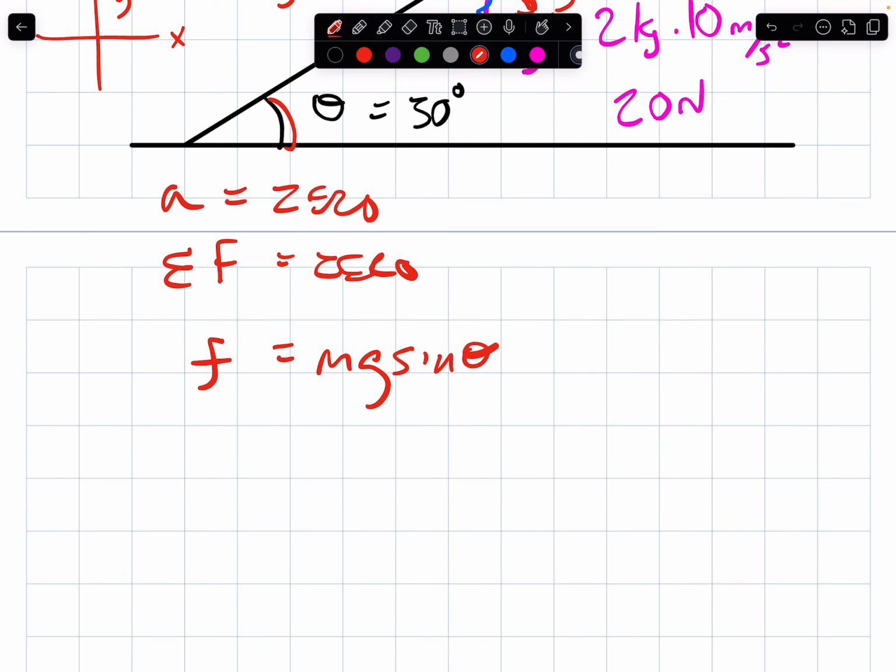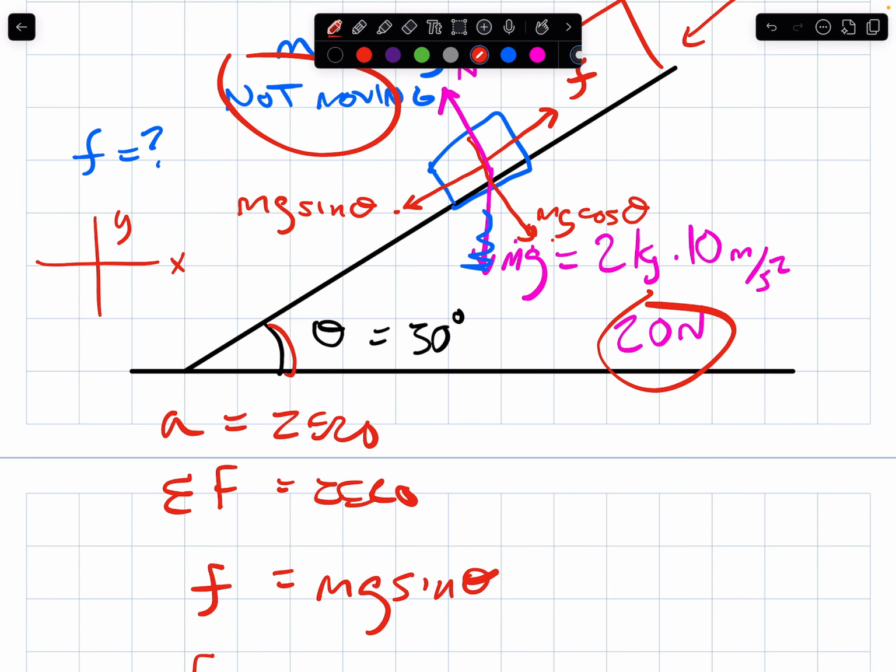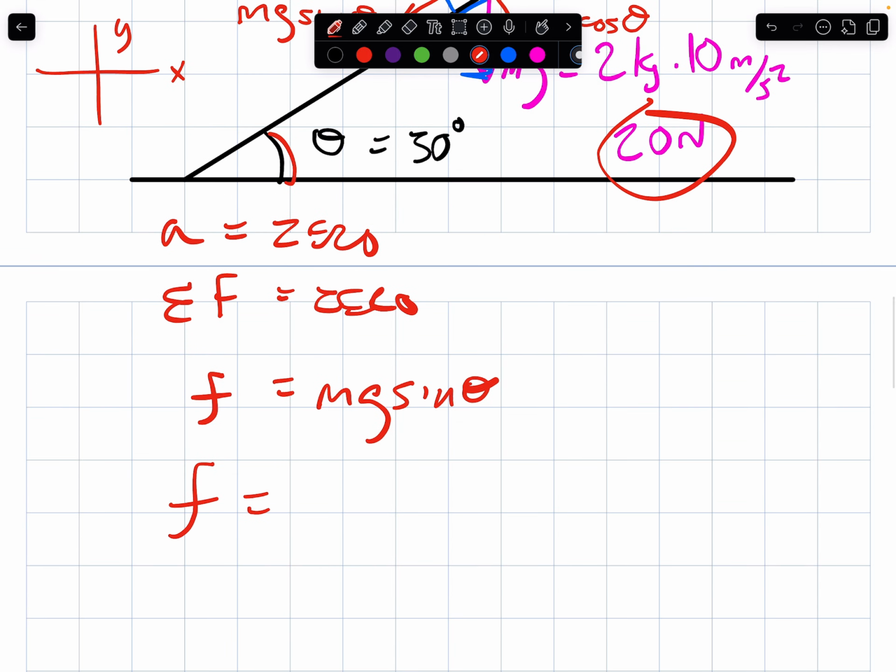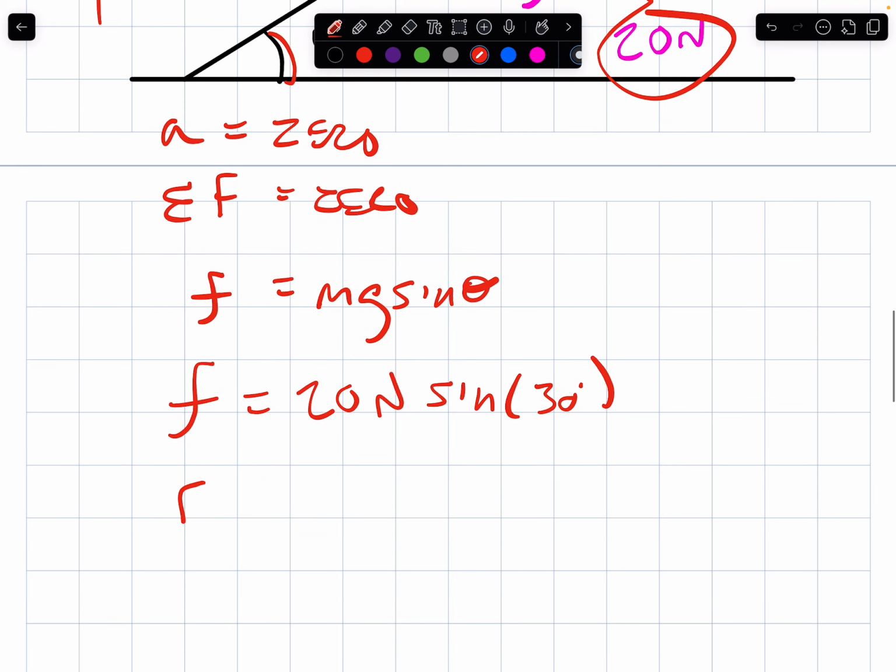All right, so let's plug in the numbers now and figure out what that is. So mg, we already know that's 20 newtons. So 20 newtons times sine of 30 degrees. Sine of 30 is 1/2. So 20 times 0.5 is 10 newtons. All right.